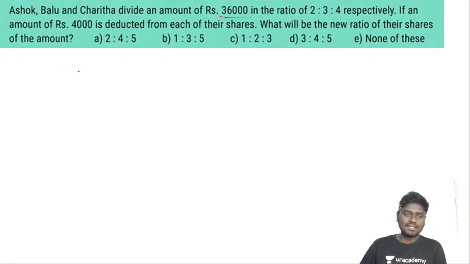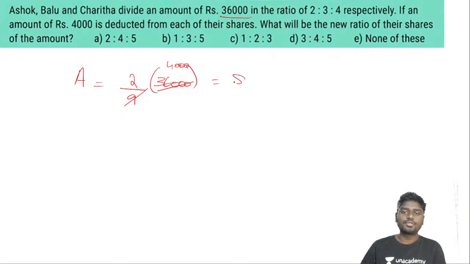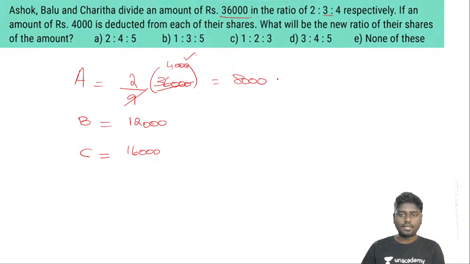So what I can do, first I find it simply for Ashok. For Ashok, it is 2 by 9 of 36,000. So how much will I get here? You get 4,000 if I'm not wrong. So for Ashok, it is 8,000. You can simply take this 4,000 and multiply with 3. For Balu, it's going to be 12,000. And for Charita, it's 4,000 into 4, 16,000. That's it. Now you try to subtract 4,000 from each of them.